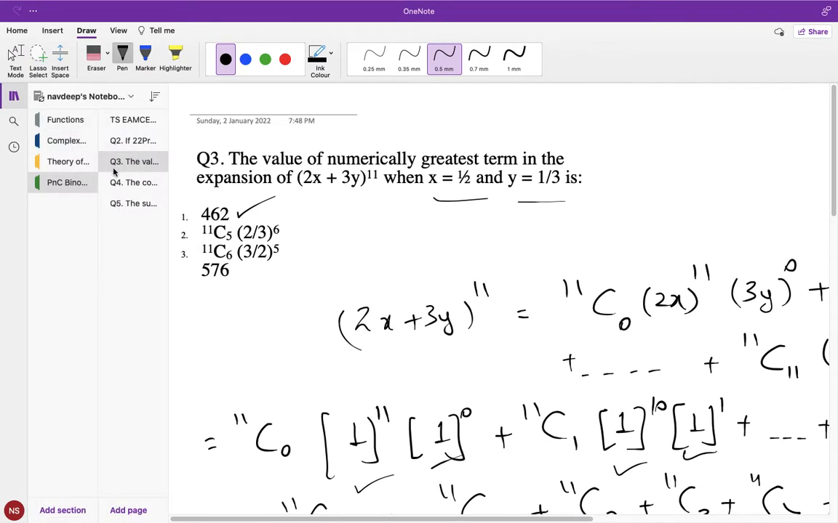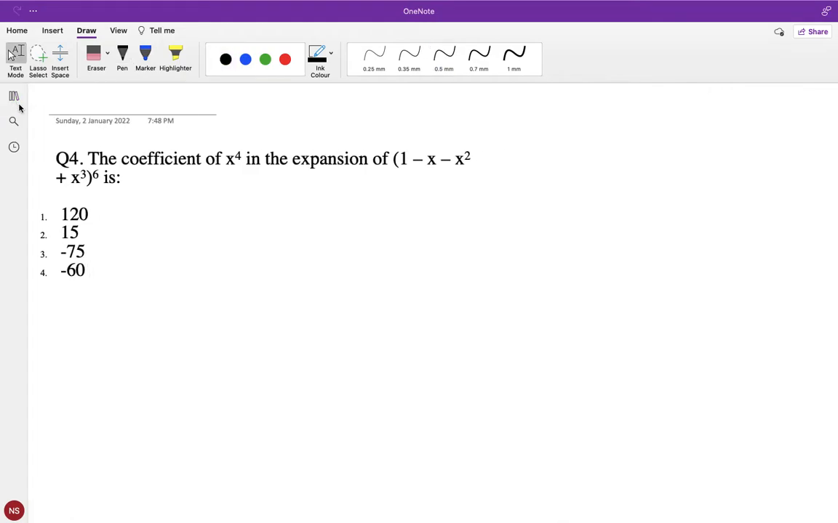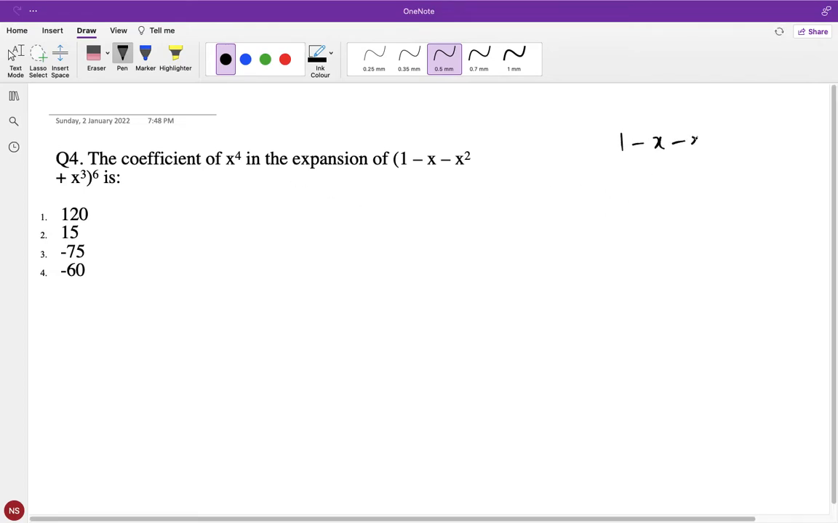Okay, now next problem. The coefficient of x raised to the power 4 in the expansion of this, 1 minus x square plus x cube, raised to the power 6. So what I don't want you to do is first multiply this with this.